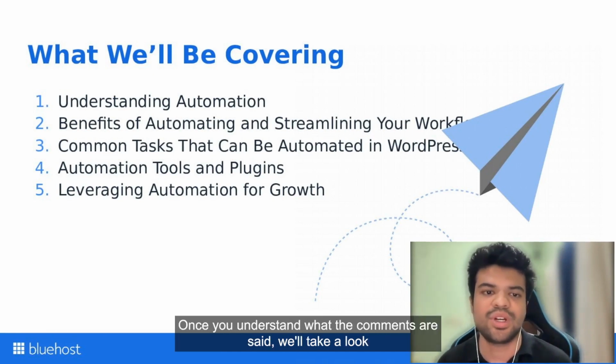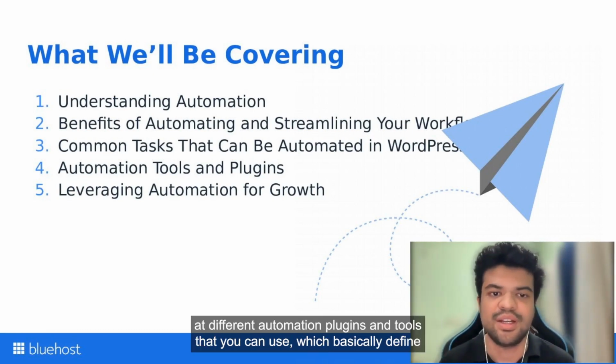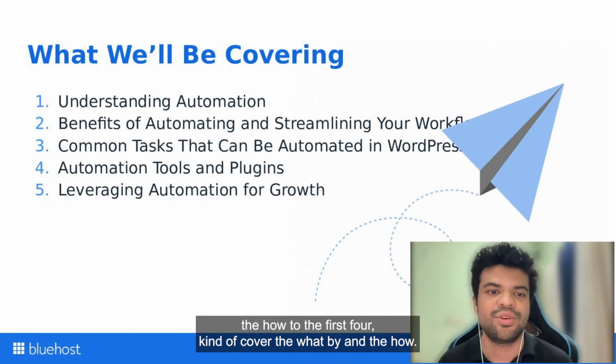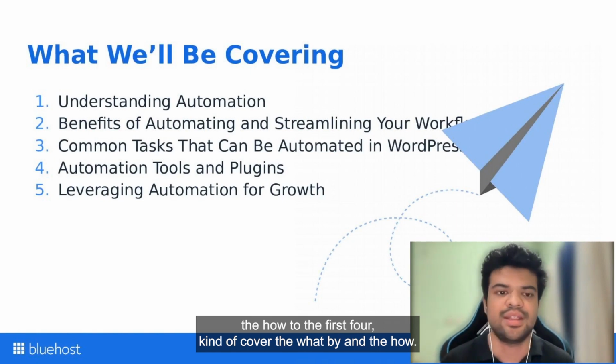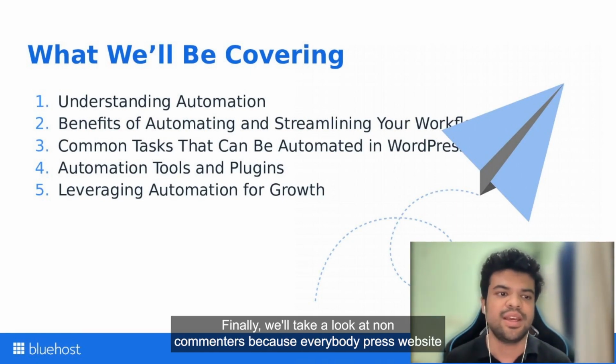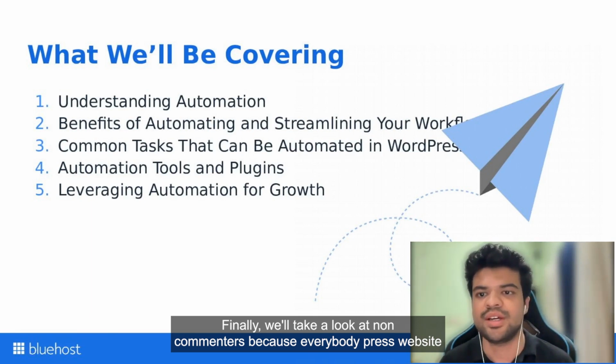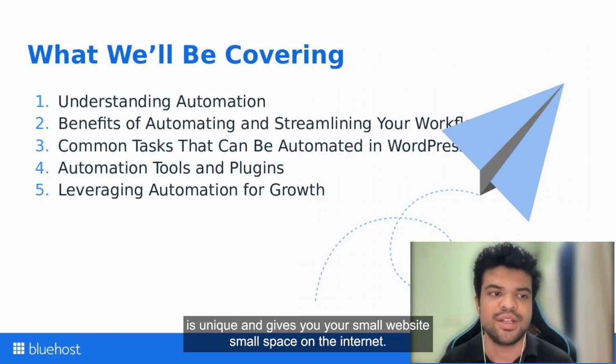Once you understand what the common tasks are, we'll take a look at different automation plugins and tools that you can use, which basically define the how. So the first four cover the what, why, and the how. Finally, we'll take a look at non-common tasks because every WordPress website is unique and gives you your small website, small space on the internet.